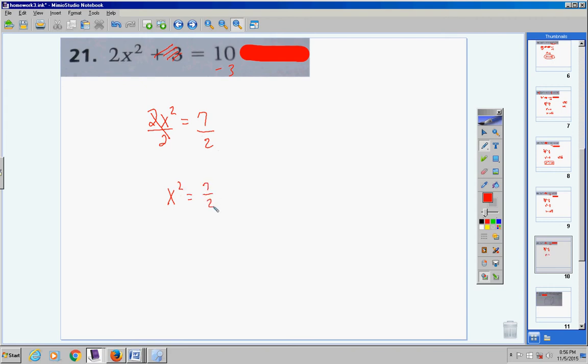Next step, take the square root of both sides. The square root of x squared is x, and the square root of 7 over 2 would look like this. Now with your calculator, and again, if you're having any problems typing this into your calculator, email me and let me know and I can help you with this, okay? But if you type this into your calculator correctly, you should get positive negative 1.87, if you round to 2 decimal places.